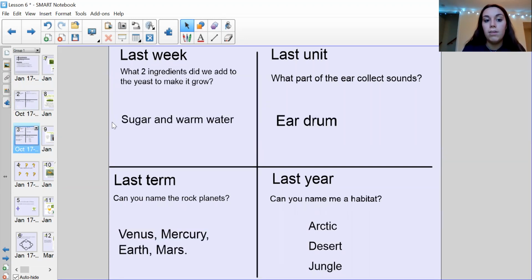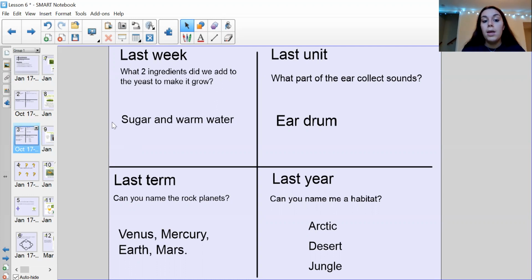Okay, the first answer was sugar and warm water. Remember that sugar gave the yeast energy to grow and the warm water provided it with hydration. And remember, it grew and grew and grew and came out the top of the cup. So that should have been your answer. Give yourself a tick or mark it in a purple pen or a different coloured pen. Second question was an eardrum. That is the part of the ear that collects sound. So well done if you remembered that from last unit.